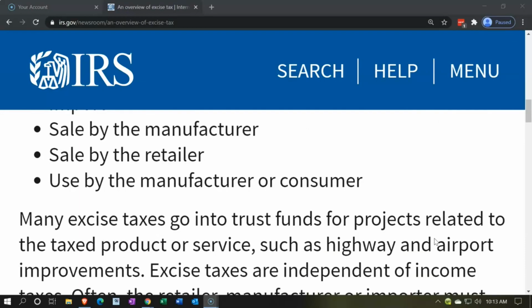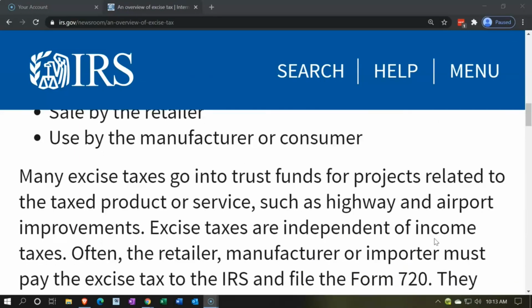Many excise taxes go into trust funds for projects related to the taxed product or service, such as highway and airport improvements. Obviously, the gas tax is the most common example. Why would you tax the gas? Because the people that buy more gas will pay more tax, and that tax should go to the upkeep of the roads, so the people using the roads more pay more of the tax.